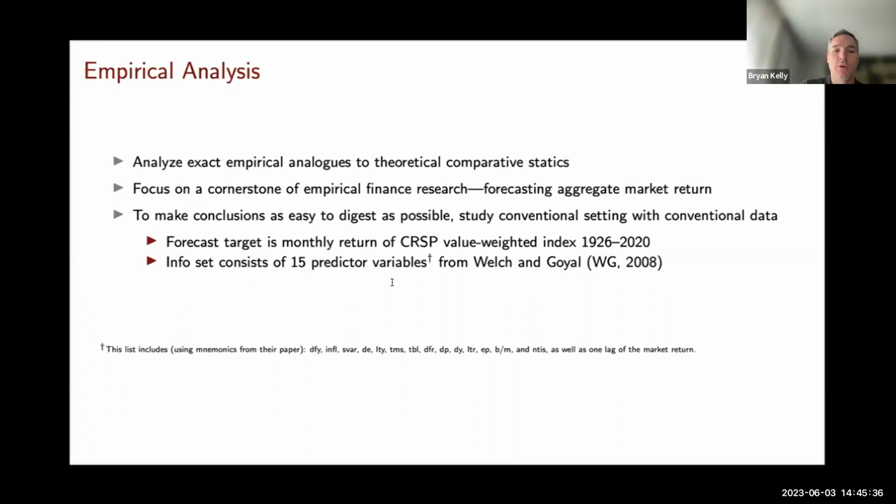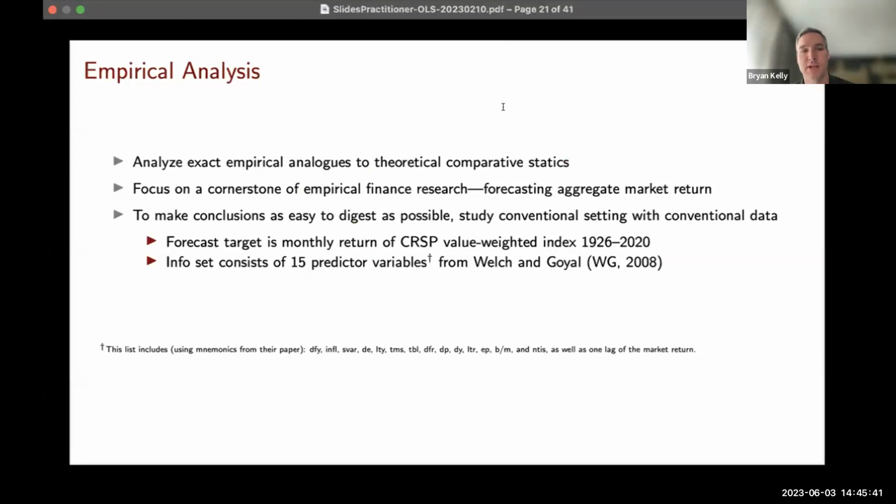Okay, so that's the main theoretical result. I want to spend a few minutes talking about the empirical analysis. In the empirical analysis, what we're going to do is try to construct the exact empirical analogs to those theoretical comparative statics that I just showed you. What happens in an empirical model as we vary the amount of complexity? How does the performance of prediction, and how does the performance of the trading strategy, vary with complexity?